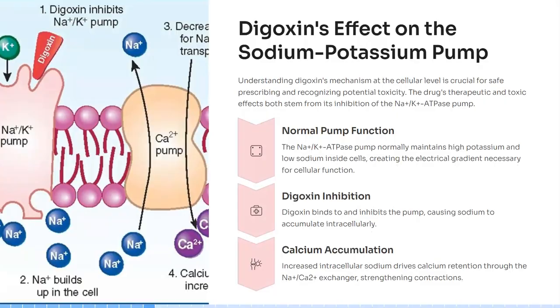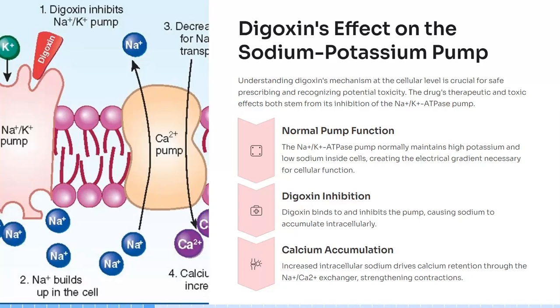So what is the effect on the sodium-potassium pump? If you understand digoxin's mechanism at the cellular level, then you can safely prescribe it and recognize the potential toxicity of digoxin. The drug's therapeutic and toxic effects both stem from its inhibition of the sodium-potassium ATPase pump. So, normal pump function: it normally maintains high potassium and low sodium inside the cells, creating the electrical gradient necessary for cellular function.